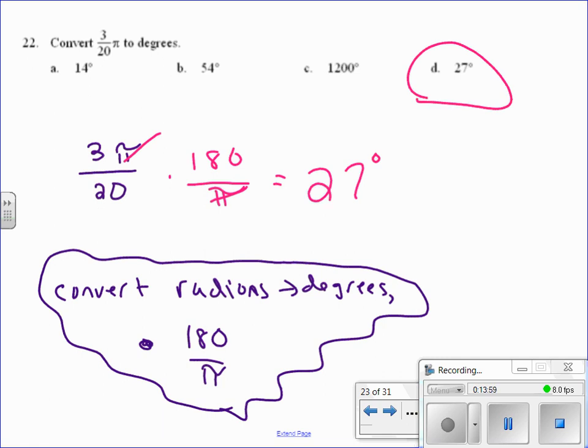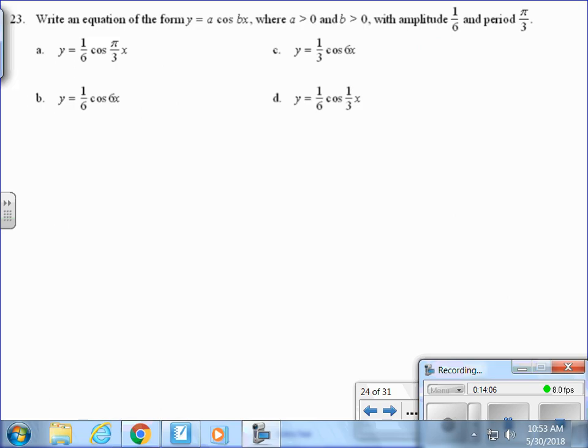What if you were converting degrees to radians? Then you would multiply by pi over 180. Do the reverse. Yep. Good question.